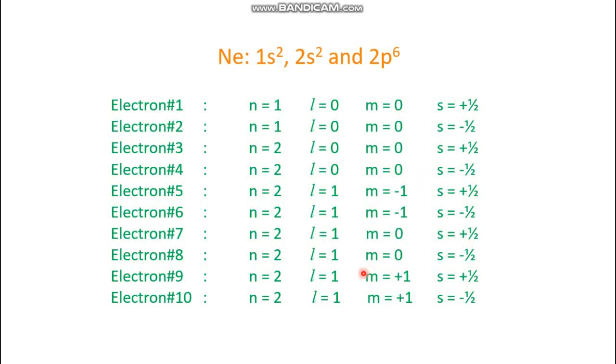Suppose we take, for example, the first electron and the 10th electron. None of the 4 quantum numbers are matching. This is n equals 1, while this is n equals 2; l equals 0, l equals 1; m equals 0, m equals plus 1; s equals plus half, s equals minus half. So matching none of the 4 quantum numbers is possible, and matching any 3 out of the 4 quantum numbers is also possible, but matching all 4 quantum numbers is not possible. This is the Pauli exclusion principle.